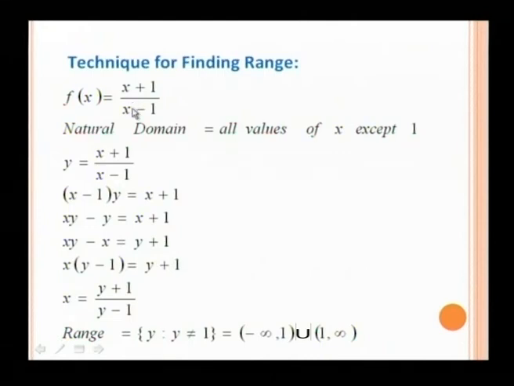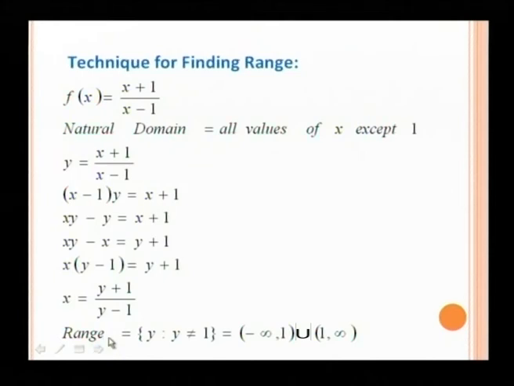Now to find out range for this function, we consider y is equal to x plus 1 divided by x minus 1. Now we will multiply both sides of the equation by x minus 1. By simplification we get xy minus y is equal to x plus 1. Now by taking x on the left hand side of the equation and y on the right hand side, we have xy minus x is equal to y plus 1. Now by dividing by y minus 1 on both sides of the equation, we have x is equal to y plus 1 divided by y minus 1.